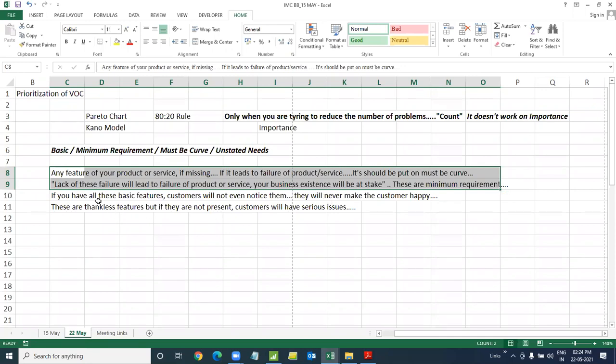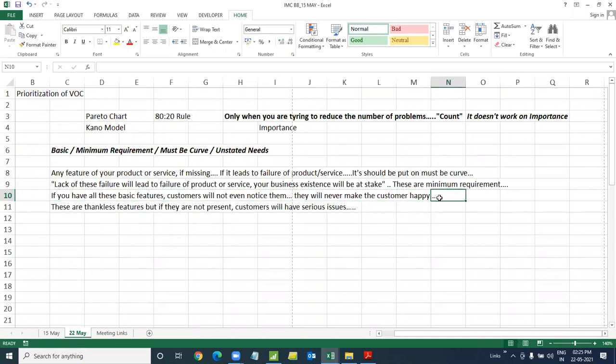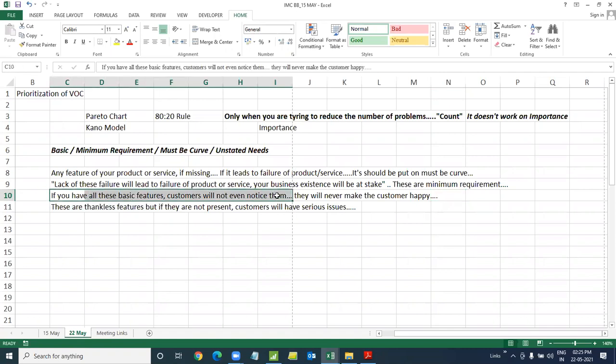Having said that, if you have all these basic features, they will never make the customer happy because they will never notice them. So you want to buy a phone and you go to this shopping mall and pick up the phone. Would you ever tell this guy, well, thanks, I'm able to make a phone call out of this? No. It's supposed to be there. Even if they're present, I will not even notice that. If I'm able to send an SMS, I will never say, well, thanks, I can send an SMS from this phone. No, I would never do that. Even if they're present, I will not notice them. You check into a hotel, you see a bed there.